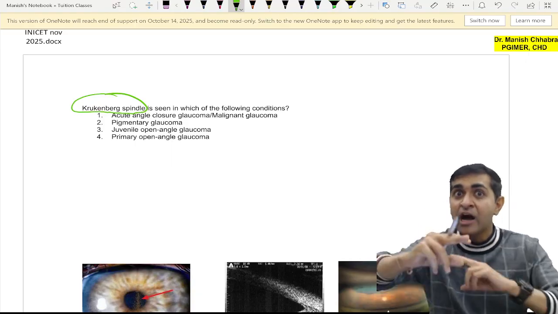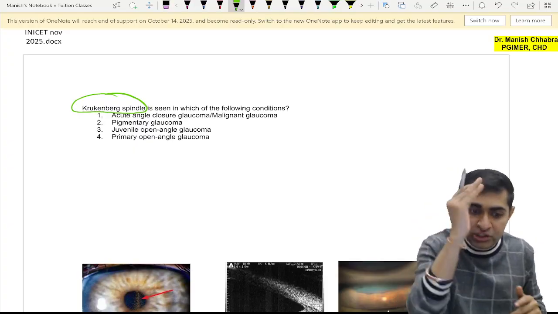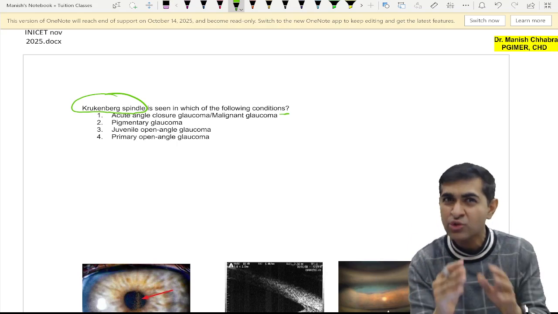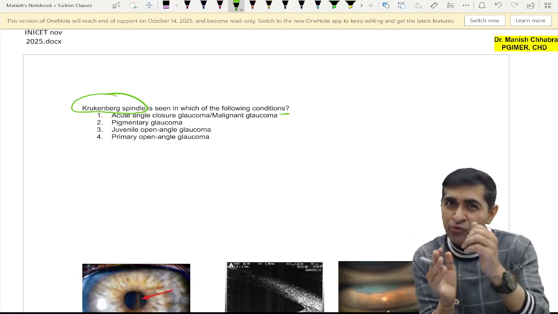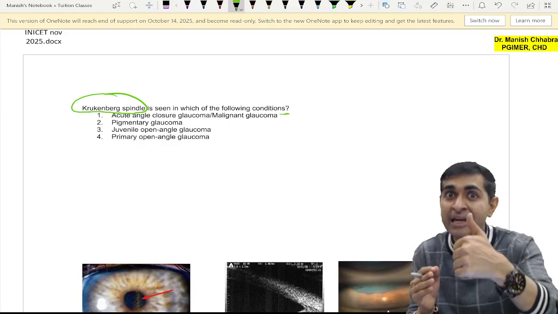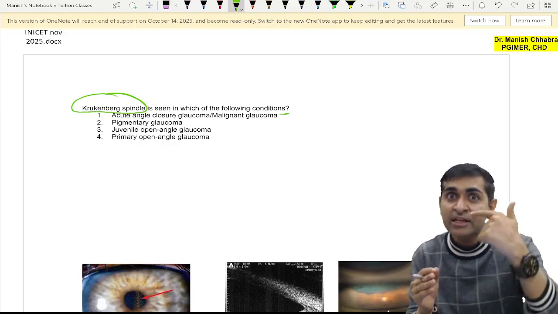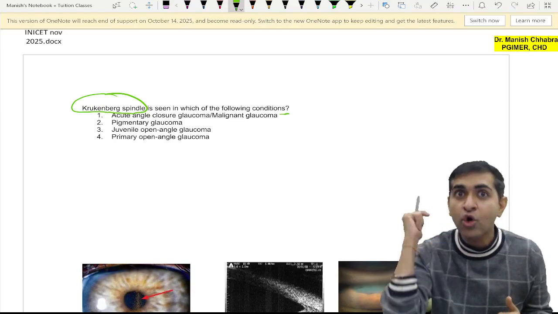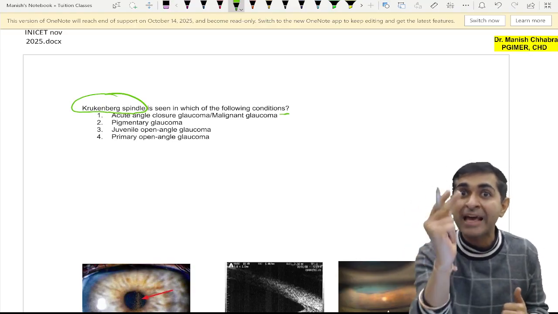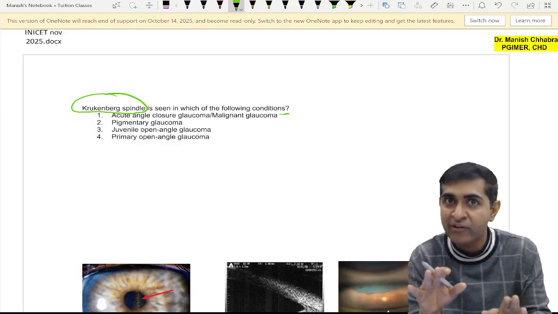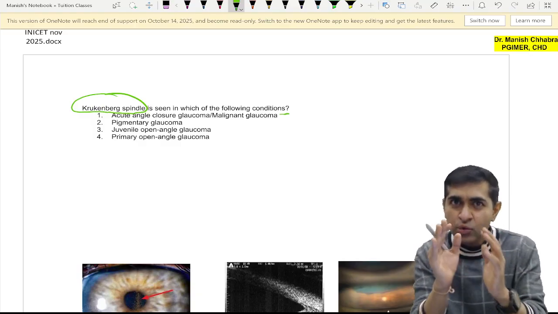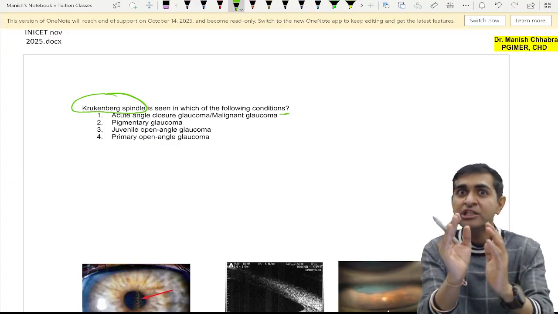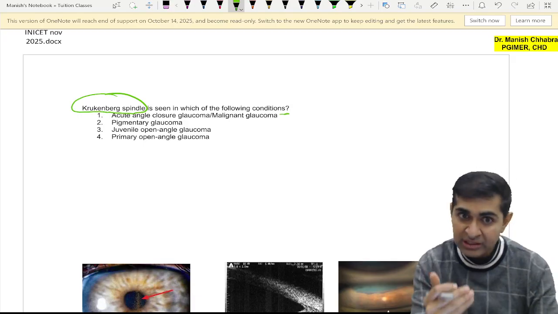Now the point is how the pigment is coming. Do you see pigment in angle closure, acute angle closure glaucoma? So I got two options. Some students told that it was malignant glaucoma, other students told that it was acute angle closure glaucoma, while the other three options, which are pigmentary glaucoma, juvenile open angle glaucoma, primary open angle glaucoma, they were confirmed, right? So do you see Krukenberg spindle? That means pigment deposition on the endothelium of the cornea. So these are the options.